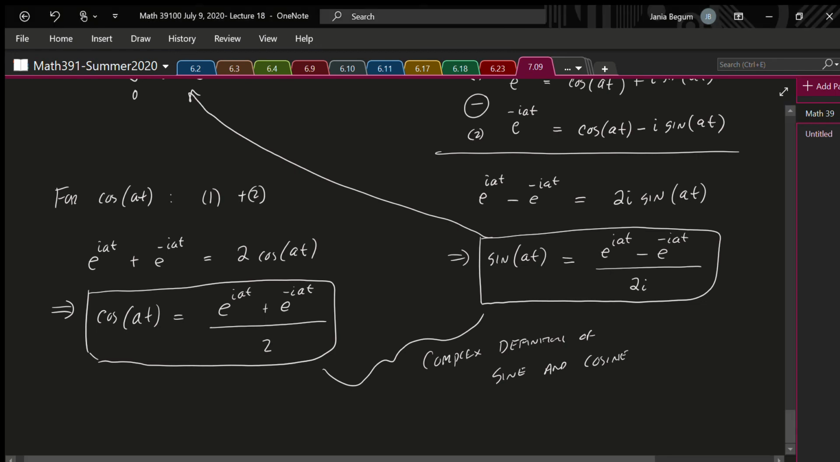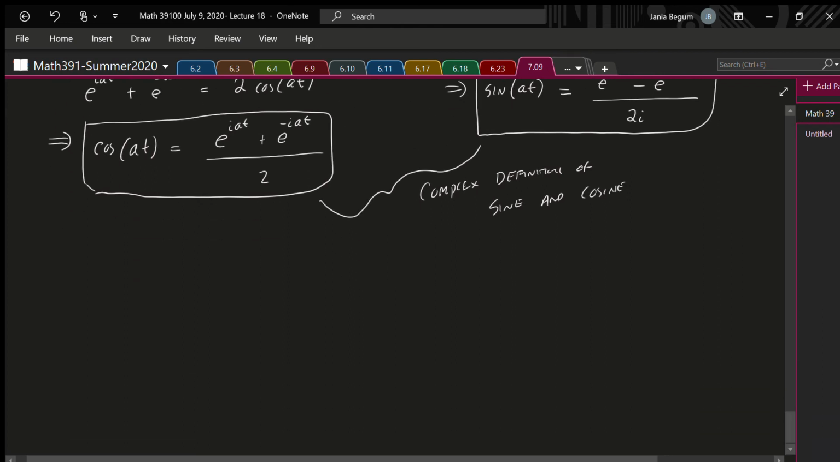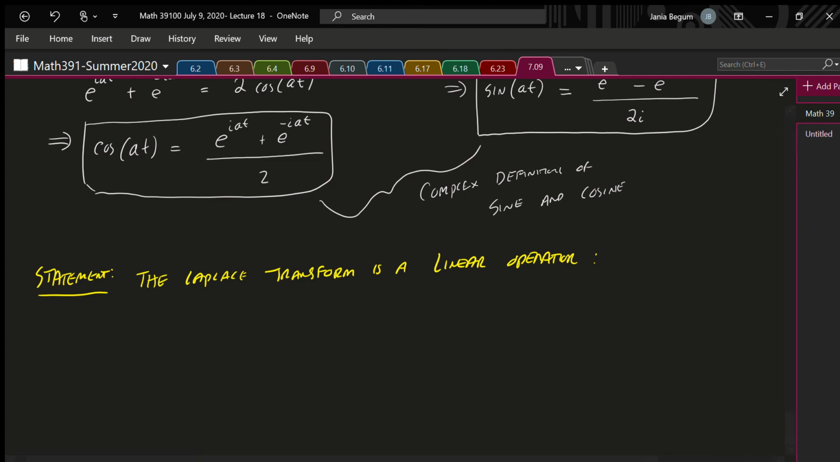So let me write down the statement. The statement that we're going to prove is that the Laplace transform is a linear operator. Okay, well, what does it mean to be a linear operator? It means two things. If you have f plus g and you're doing the Laplace transform of that, you can do the Laplace transform of f. So let me just write it out.